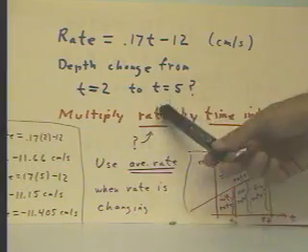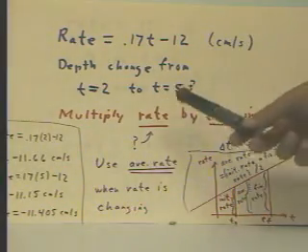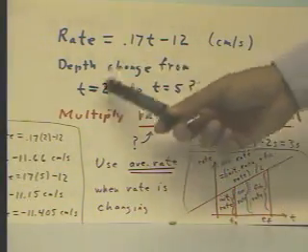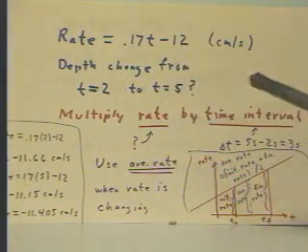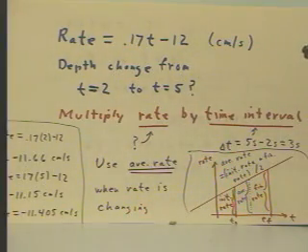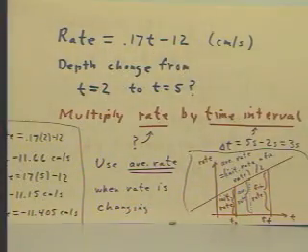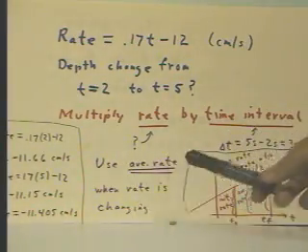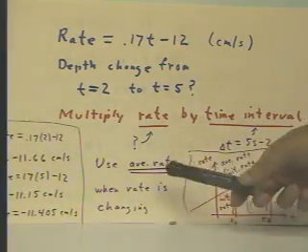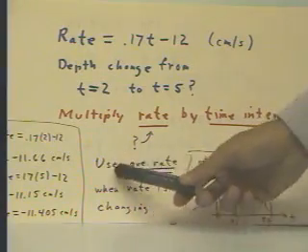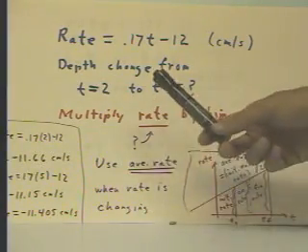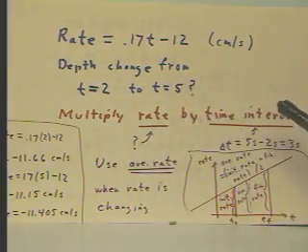But what are we going to do about the rate? The rate changes. The rate at t equals 2 seconds is different than the rate at t equals 5 seconds. And as a matter of fact, there's an infinite number of rates between the clock time 2 seconds and 5 seconds. How are we going to get a handle on that? Well, we're going to use an average rate. When the rate is changing, we use the average rate, and we multiply the average rate by the time interval.